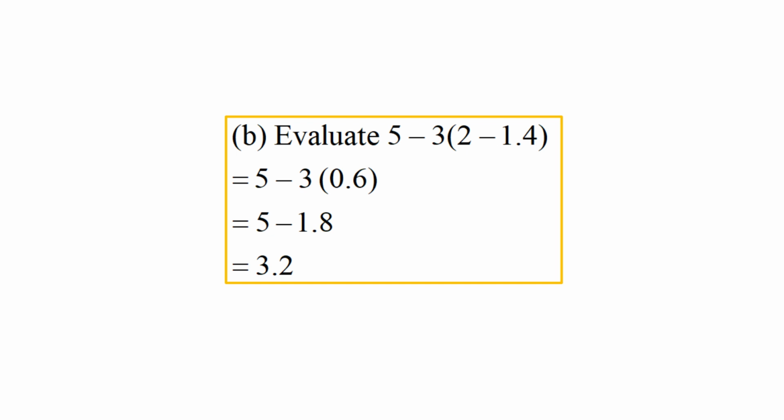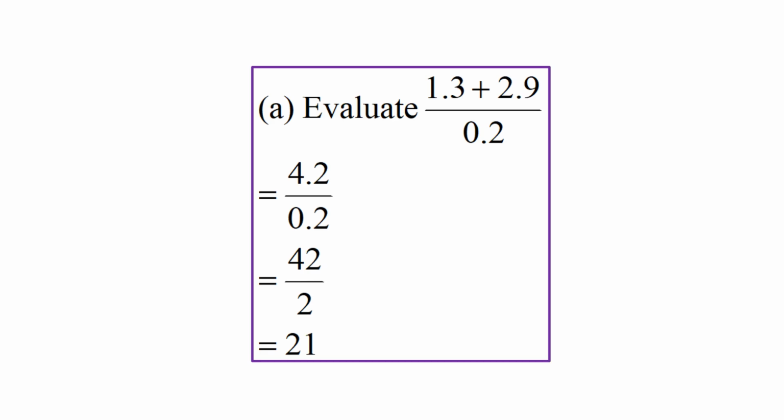Next, we multiply 3 by 0.6. 3 times 0.6 is equal to 1.8. Now our expression is 5 - 1.8. Finally, we perform the subtraction. 5 minus 1.8 is equal to 3.2.